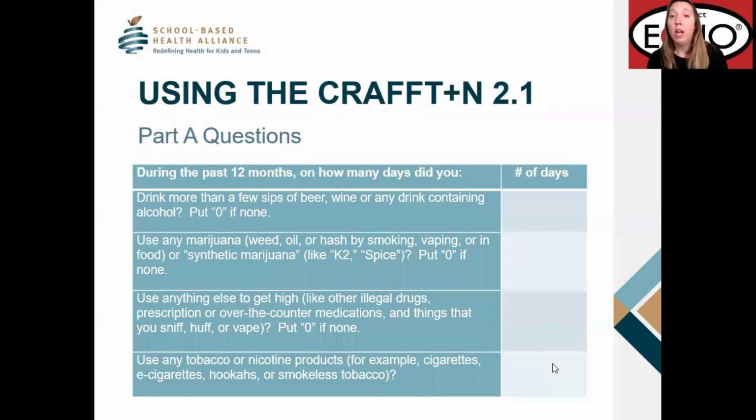So Part A of the CRAFFT plus N 2.1 asks about the number of days in the past 12 months the adolescent has used any alcohol, marijuana, illegal drugs, and prescription and over-the-counter medications for non-medical reasons, tobacco and nicotine, including e-cigarettes. If the adolescent reports any days in Part A, then you would administer all 6 questions in Part B. If the adolescent answers 0 to all in Part A, then only the CAR questions, C-A-R questions in Part B should be asked.